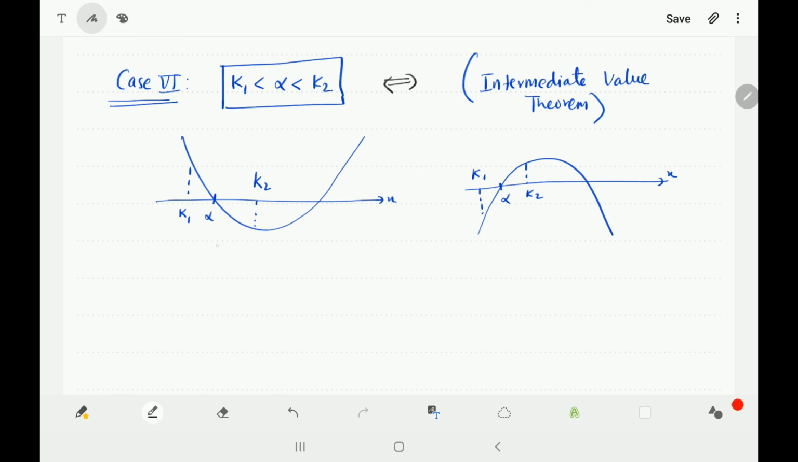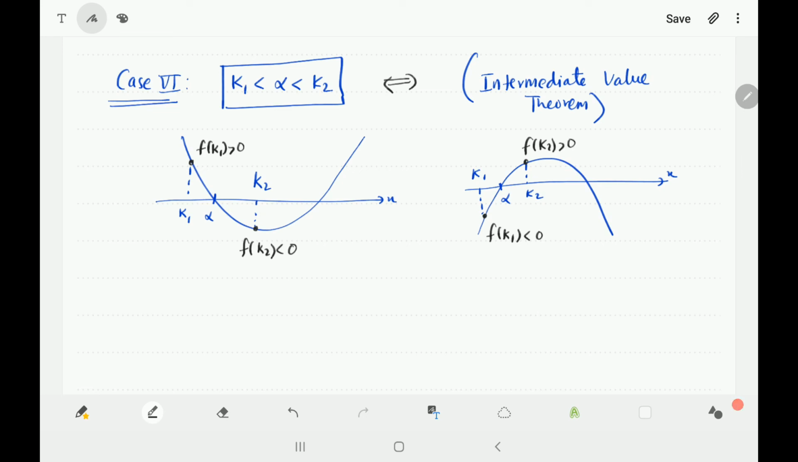Now if you see diagram 1, it is an upward parabola where alpha lies between k1 and k2. Because it is an upward parabola, f of k1 is positive in this case and f of k2 is negative in this case. In the second diagram, the parabola is downward, f of k1 is negative in this case and f of k2 is positive in this case.